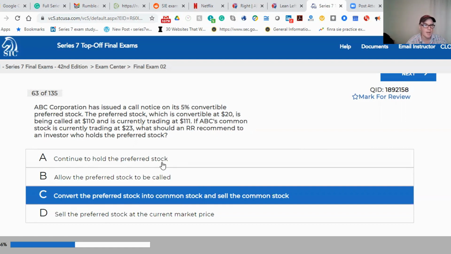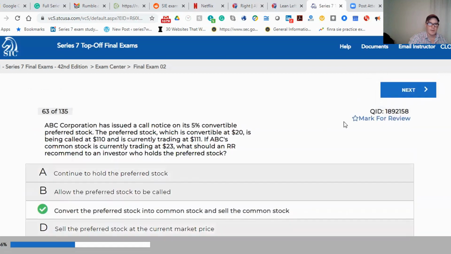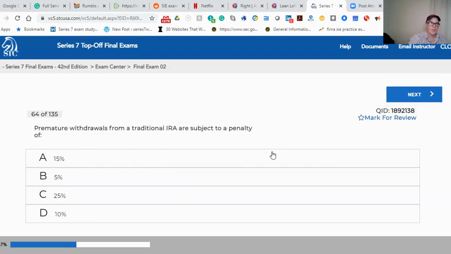So now if ABC's common stock is currently trading at 23, I do 5 times 23. That gives me 115. If I convert, that's the best of the 3 choices. Boom, love it. Okay.